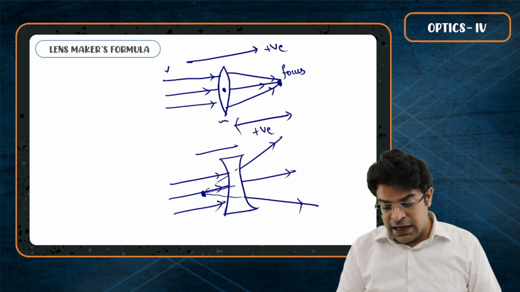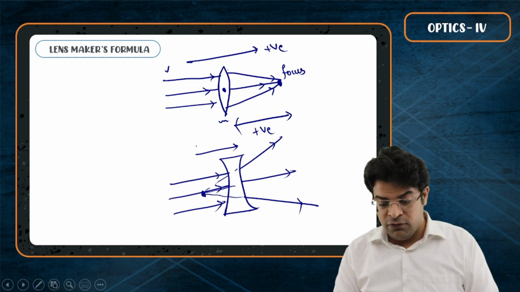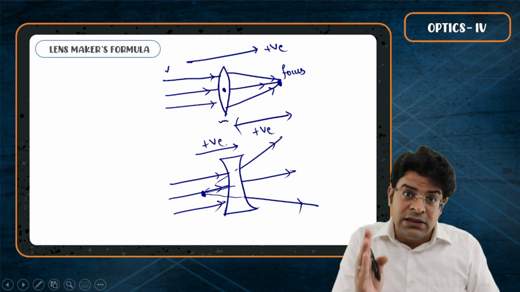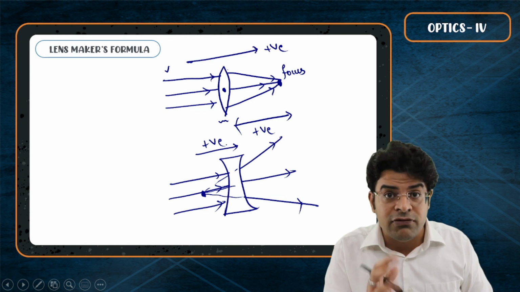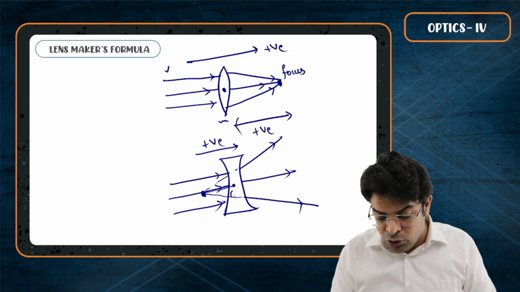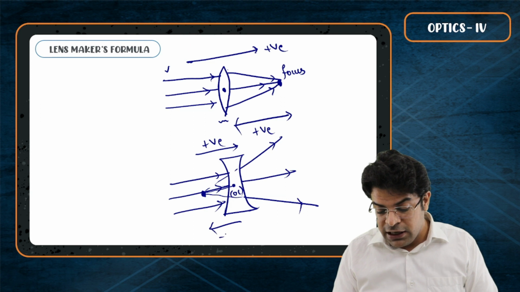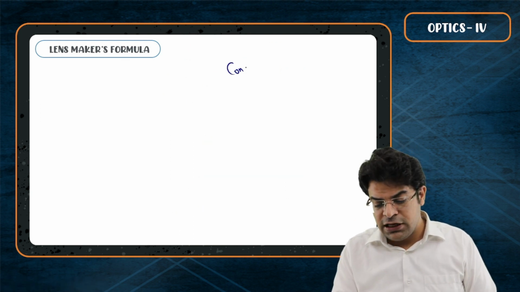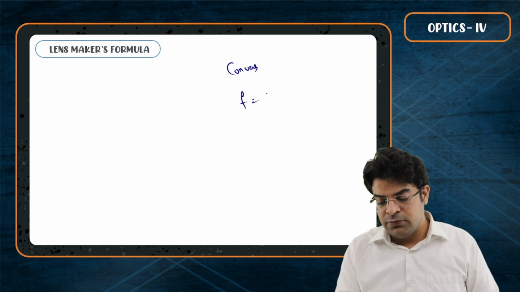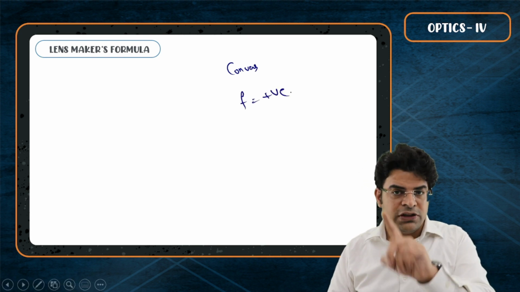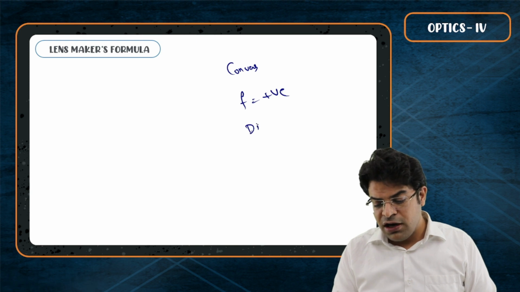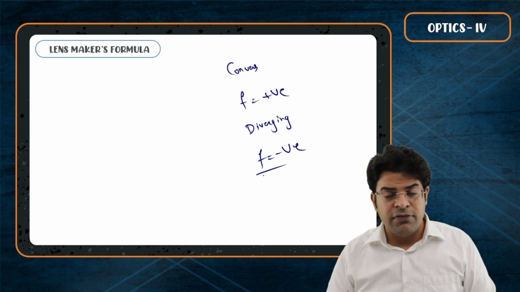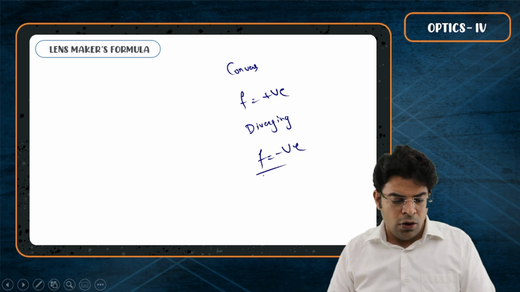Now, this is the direction of incident ray. So from left to right, you will take positive. So for a diverging lens, the focal length is said to be negative. The position of focus with respect to optical center is said to be negative because you have to move in negative direction. So just remember, for a converging lens, f is positive, and for a diverging lens, f is negative. What is f? Position of focus with respect to the optical center.